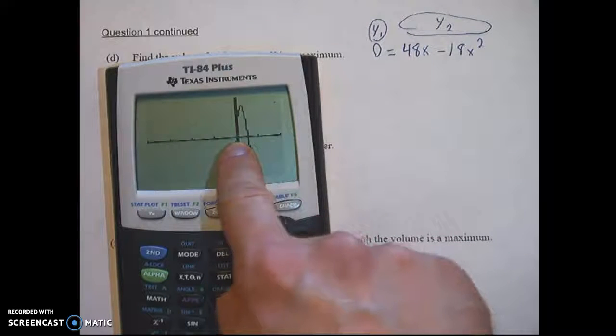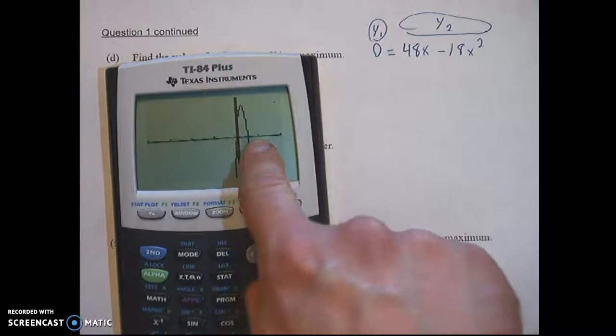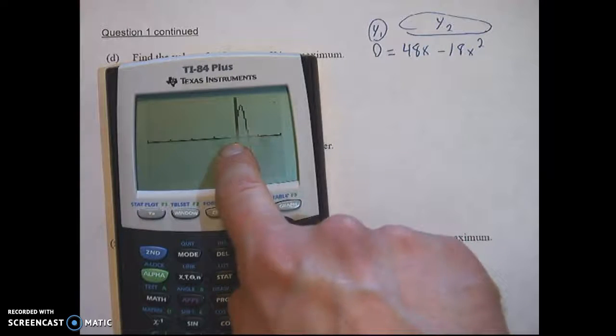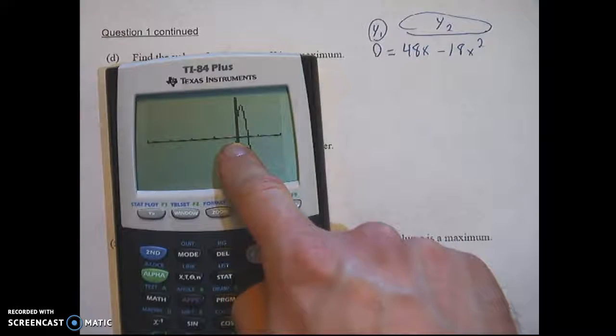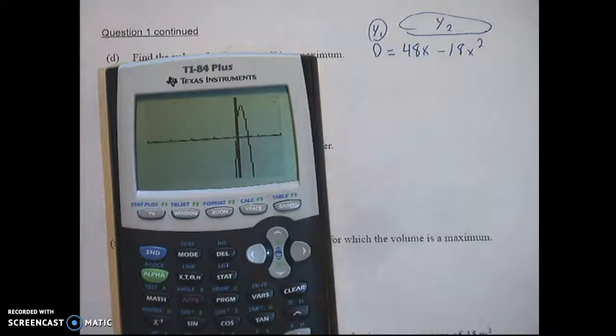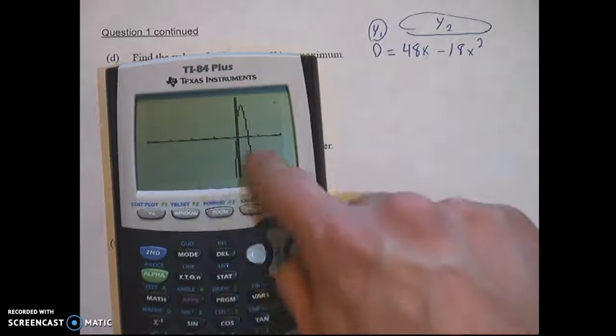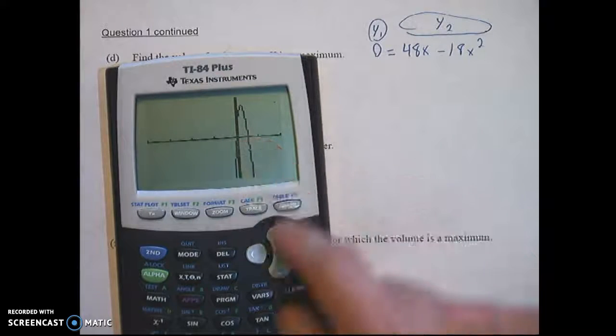There's one right there, it looks like it's at 0, and there's one right here that I also, obviously 0 is not the solution because we can't have a value of x at 0. That would make the box with a length and width of 0, so that doesn't make any sense. So whatever this one is right here, that's the one we want. That's the value of x.